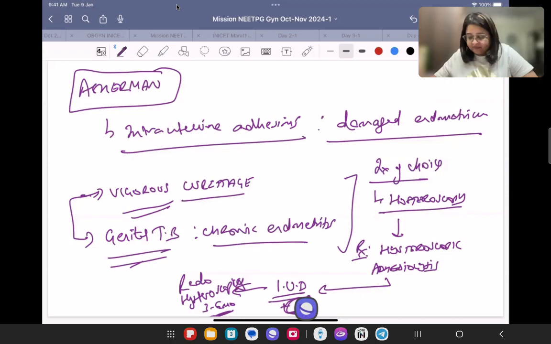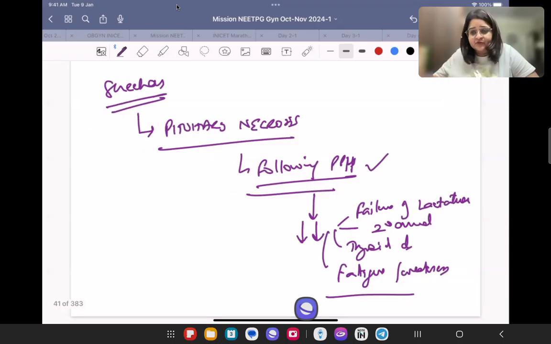How long does the IUD stay? 3 to 6 months, right? After that you will do a redo hysteroscopy. That is not important. You just should know the concept. You put an intrauterine device and then a redo hysteroscopy is done.